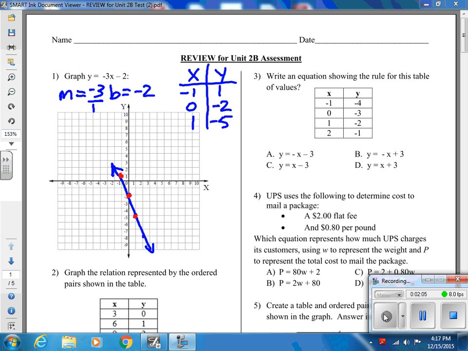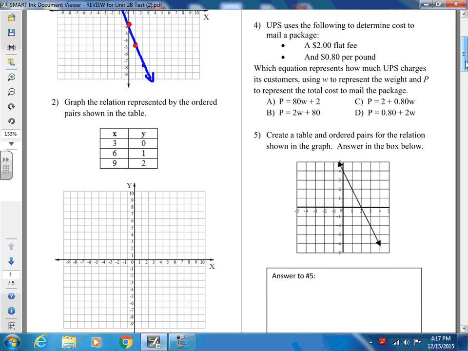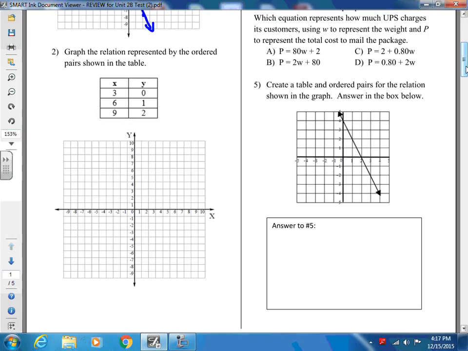Right, for number 2, it is asking you to graph the relation that is represented by the table. A relation is just a set of ordered pairs. That does not mean you need to connect the dots. It is just ordered pairs in a table format or an ordered pair format. So for these 3 dots, you literally are just going to graph them and then be done with it.